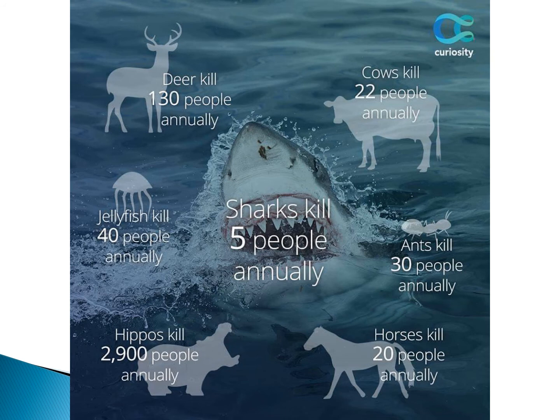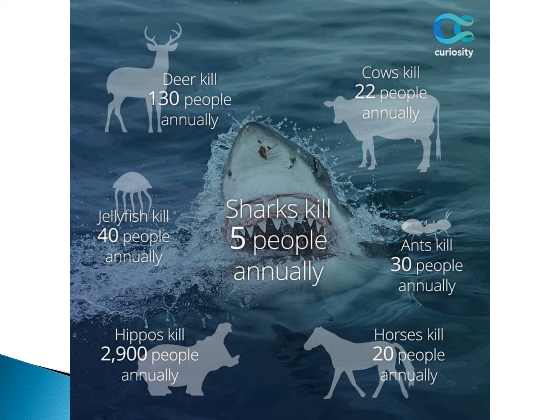So here are some examples of availability heuristics. Sharks, we always think about how dangerous sharks are. They kill about 5 people a year. But cows kill 22 people a year. Ants kill about 30. Horses kill about 20. Hippos are actually very dangerous. If you ever go to Africa, they're actually one of the most dangerous things. They'll tip your boat over. They kill 2,900 people annually.